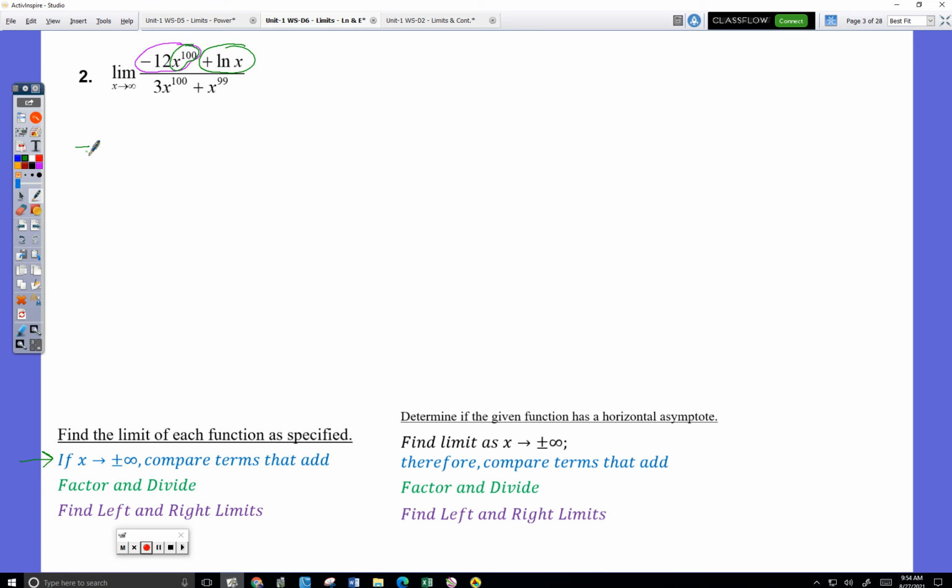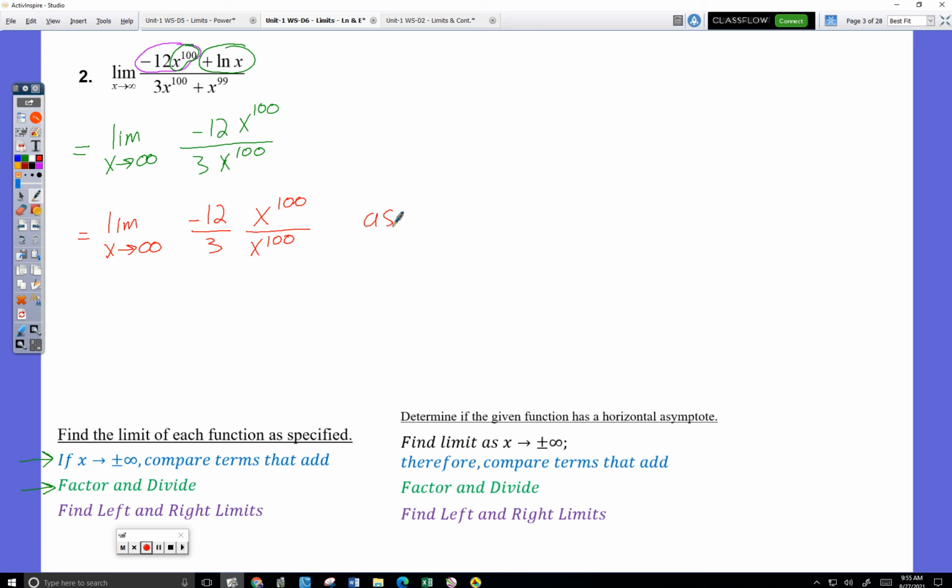So this is going to become the limit as x approaches infinity of negative 12 x to the 100 divided by 3x to the 100. Questions? Cool. So now we do this thing, we factor and divide. So we get the limit as x approaches infinity of negative 12 over 3, that's just negative 4. And we get x to the 100 divided by x to the 100. So we figured something out.